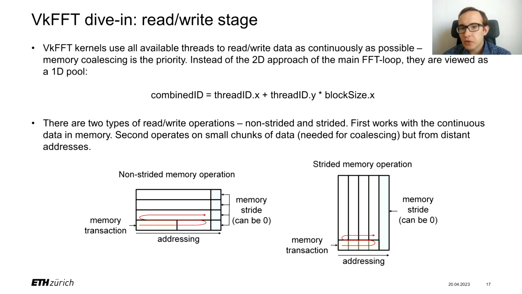There are two types of read-write operations in VkFFT, non-strided and strided. The first works with continuous data in memory, as can be seen in the image below. The second operates on small chunks of data needed for coalescing, but from distant addresses. These layouts allow fully utilizing the global memory bus without having to transpose the data.